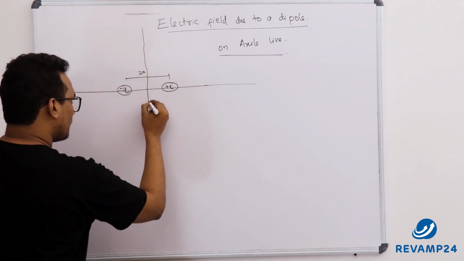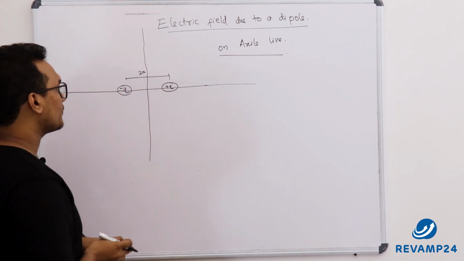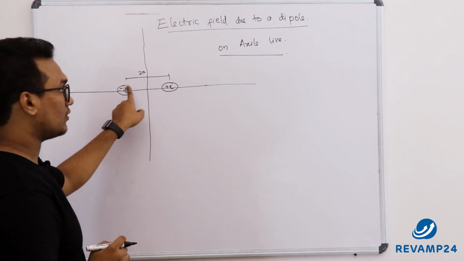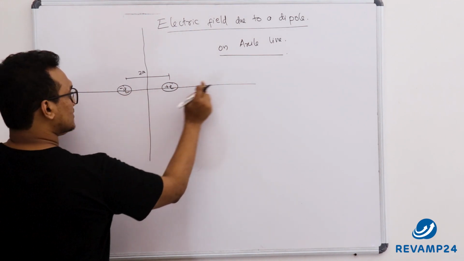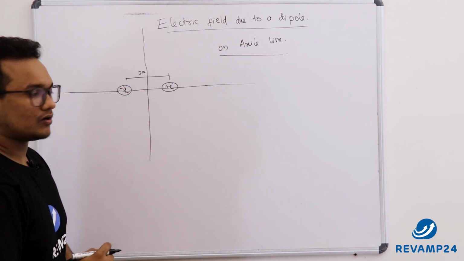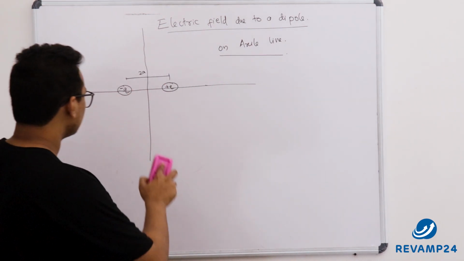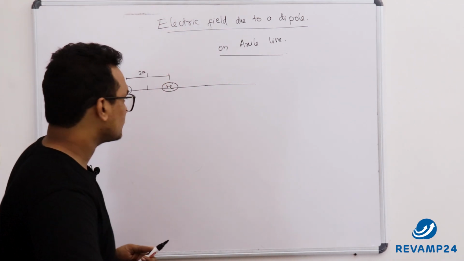So that line will be perpendicular to the axial line and will be passing through the center of the dipole. So this is the center of the dipole. So here anyway, we are going to take this consideration, the axial line.